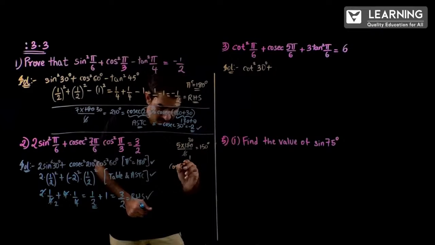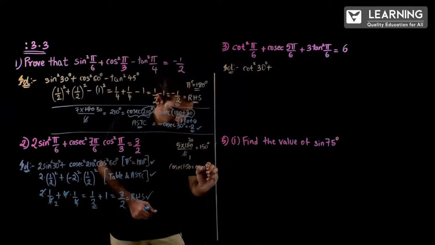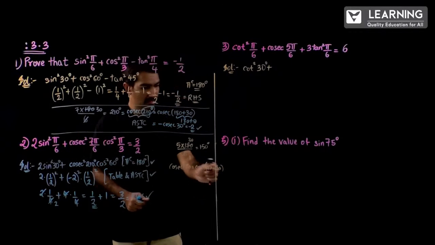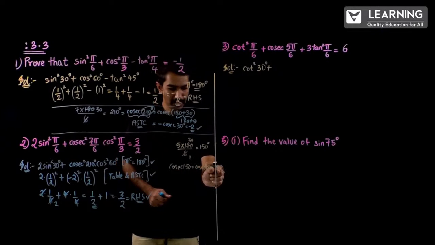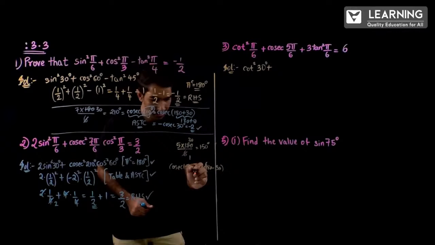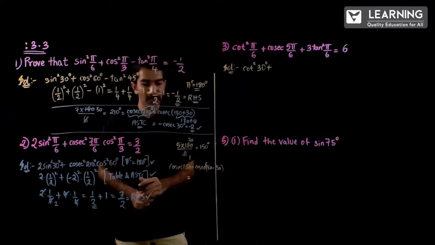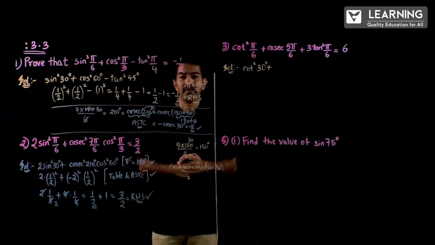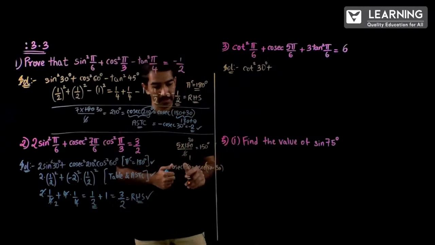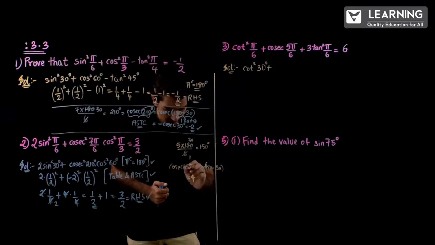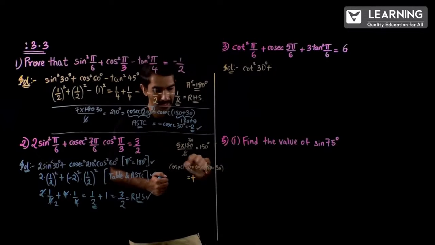So cosecant 150 can be written as cosecant of 180 minus 30. Correct? What is 180 minus 30? 150 only. 180 minus theta lies in which quadrant? 180 minus theta lies in the second quadrant. In the second quadrant, what is positive? Referring to the ASTC rule, sine and its inverse are positive. So we'll write plus, because cosecant is positive in the second quadrant.